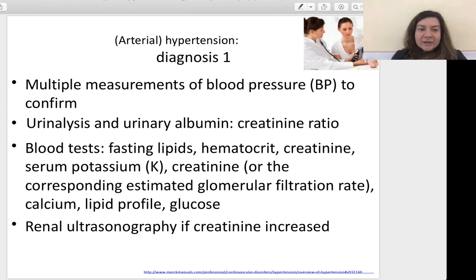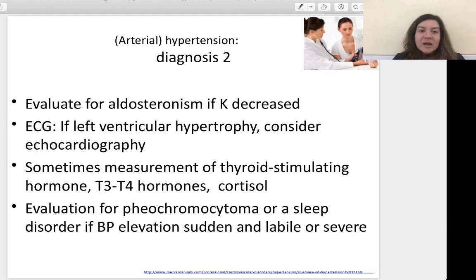We usually do blood tests. Here we are interested in fasting lipids, hematocrit, creatinine, serum potassium, or the corresponding estimated GFR, calcium, lipid profile, glucose. We usually do renal ultrasonography if creatinine is increased. Evaluate for aldosteronism if potassium is decreased. We usually do ECG.